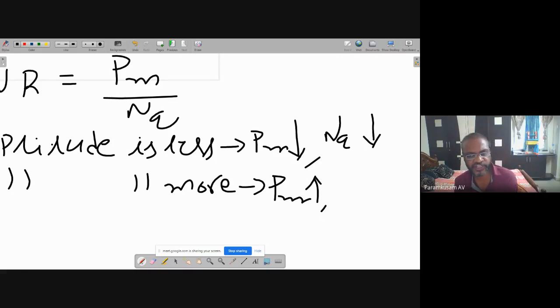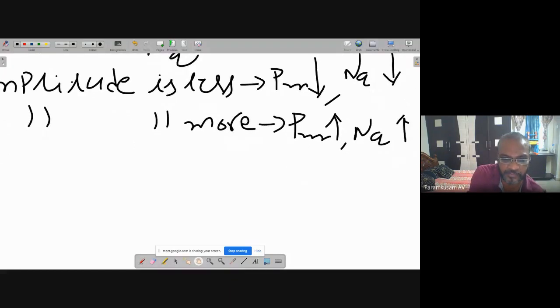ఇప్పుడు యాంప్లిట్యూడ్ ఈస్ మోర్, పవర్ PM ఈస్ మోర్, NQ ఎట్లా ఉండాలి? More. దెన్ PM బై NQ అనేది ఫిక్స్డ్ కాన్స్టెంట్ గా ఉంటుందా? Yes sir. ఉంటది కదా. వెరీ గుడ్, బాగా చెప్పారు, వెరీ గుడ్.